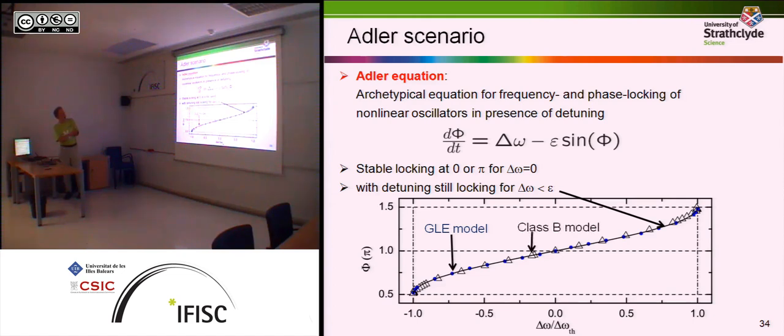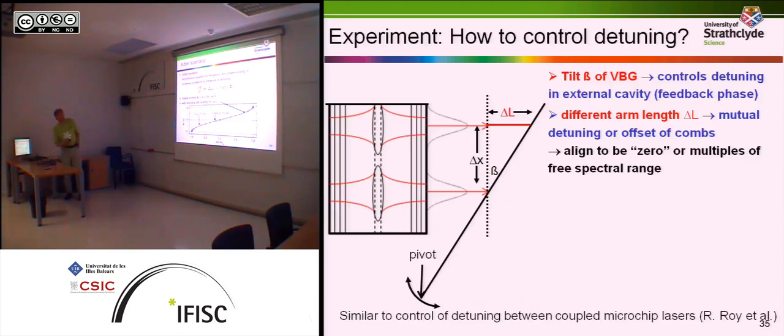Blue points are the Ginzburg-Landau equation model. The triangles come from the class B laser model, and the line comes from the Adler equation, and you see that, except a little bit at the boundaries, they follow this Adler behavior more or less identically. And so they behave like synchronized oscillators.